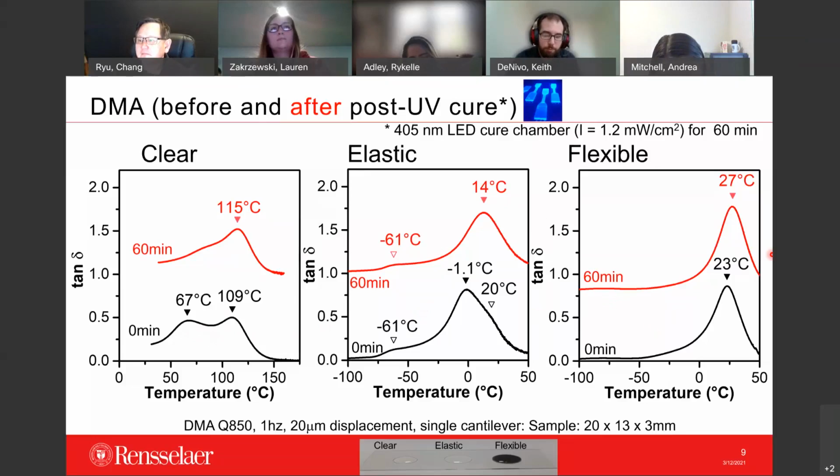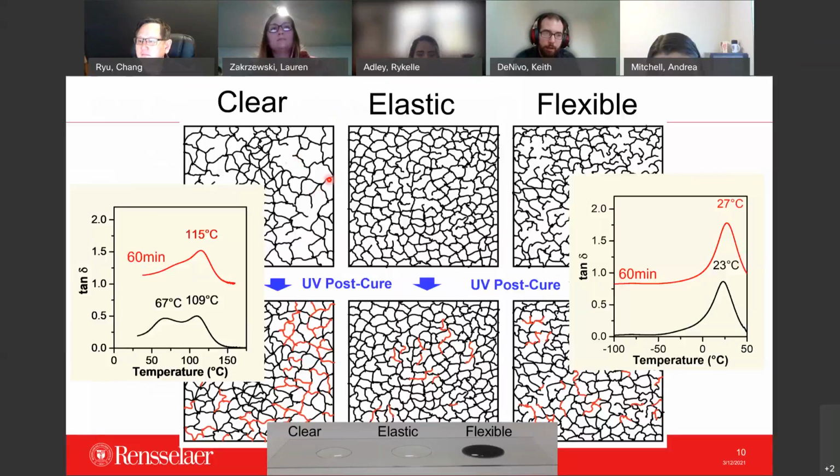To put it visually, the clear had a less bound network structure, and then after post-curing, it had a more tightly bound network structure. The elastic also gained a few more single bonds, and the flexible also gained some single bonds somewhere in between the clear and elastic. And we're going to look at how that also affects its mechanical properties.